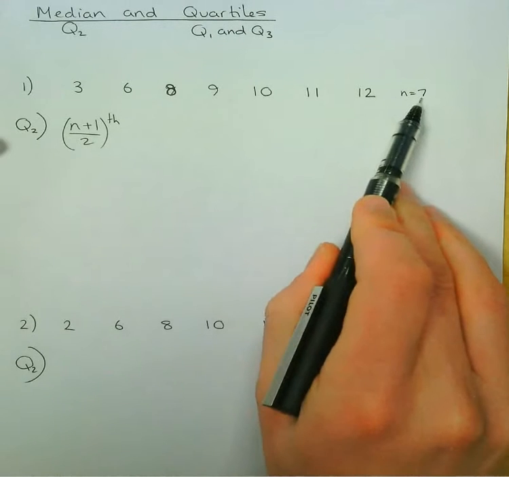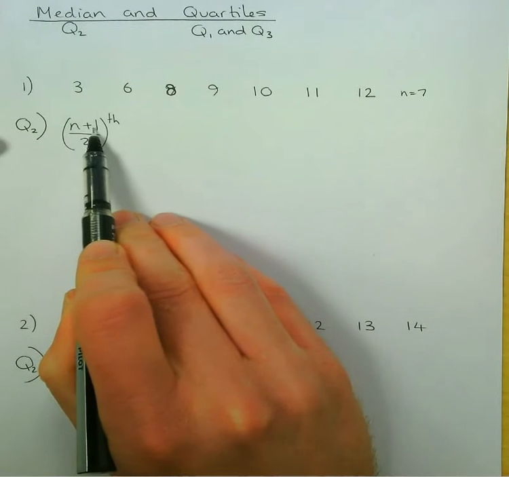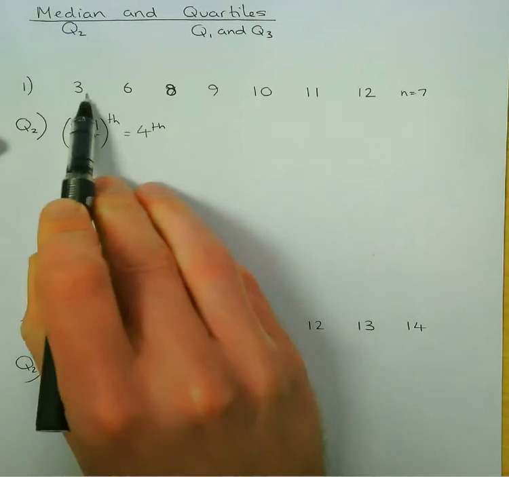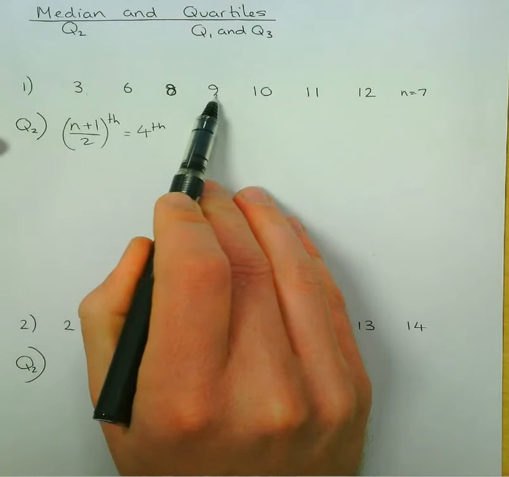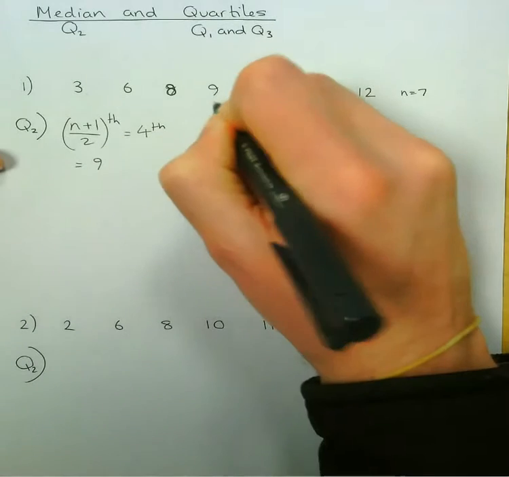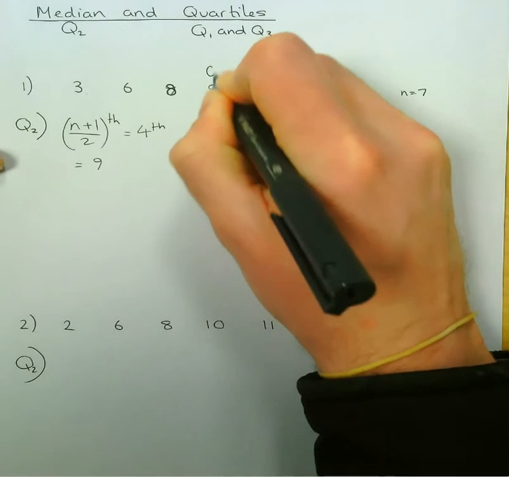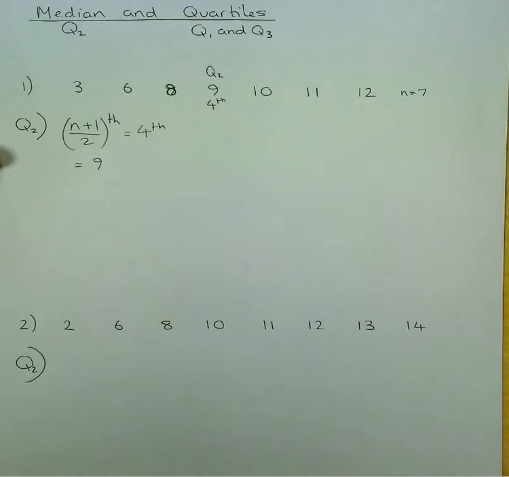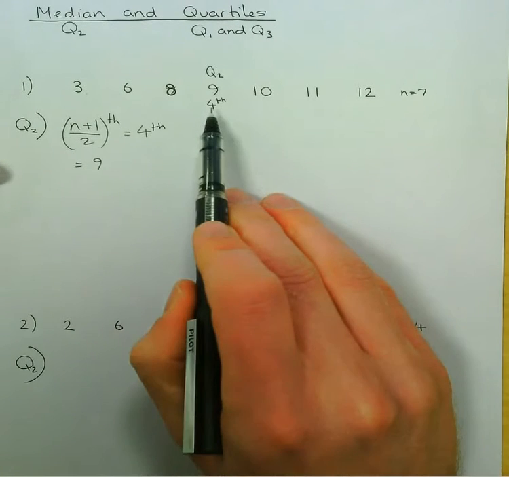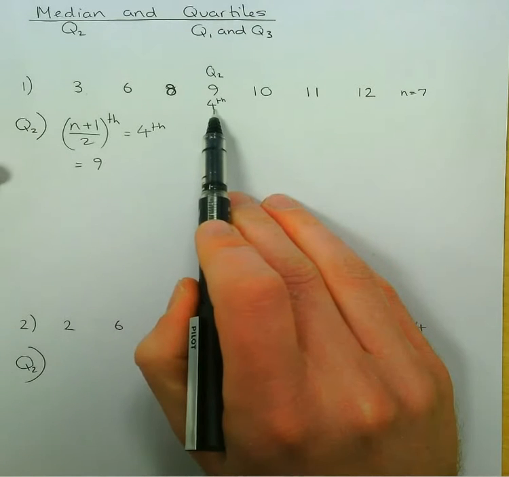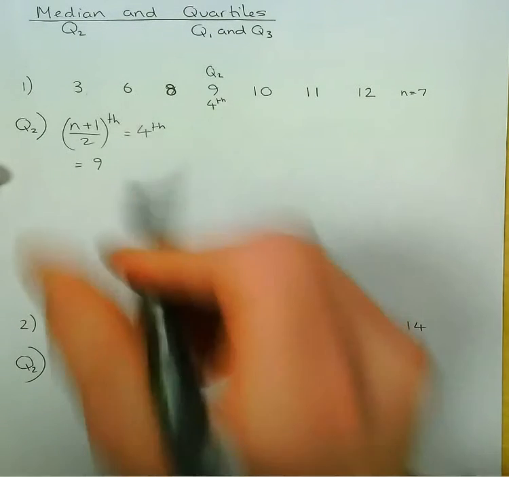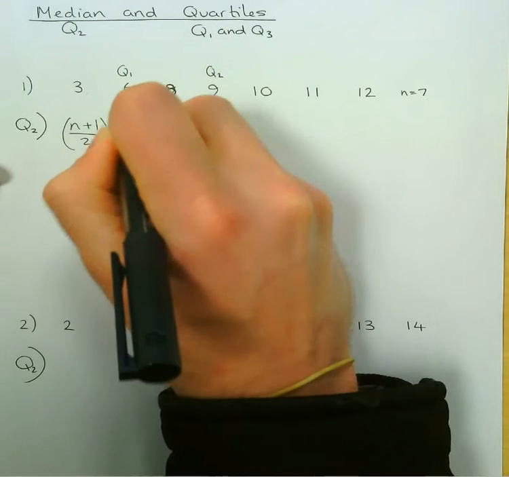So when n is 7, 7 plus 1, well, that's 8. Half of that is going to give us the fourth number along. So we just count 1, 2, 3, 4, and we can see that 9 is the median. And that's the fourth one along. I'm just going to put quartile 2 up there. Now, before you started this A-level, you probably just said, well, the lower quartile, quartile 1, that's going to be the second. And it is that one. So that's quartile 1, and that is the second.